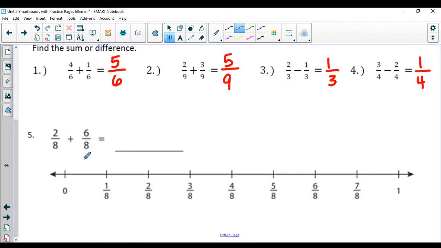Down here in the next one, we have a number line to show you. So we're going to start at 2/8 and we're going to add 6. 1, 2, 3, 4, 5, 6. And you'll notice that that takes us to 1, or we could also write it as 8/8, but the more commonly accepted is to write it as 1.